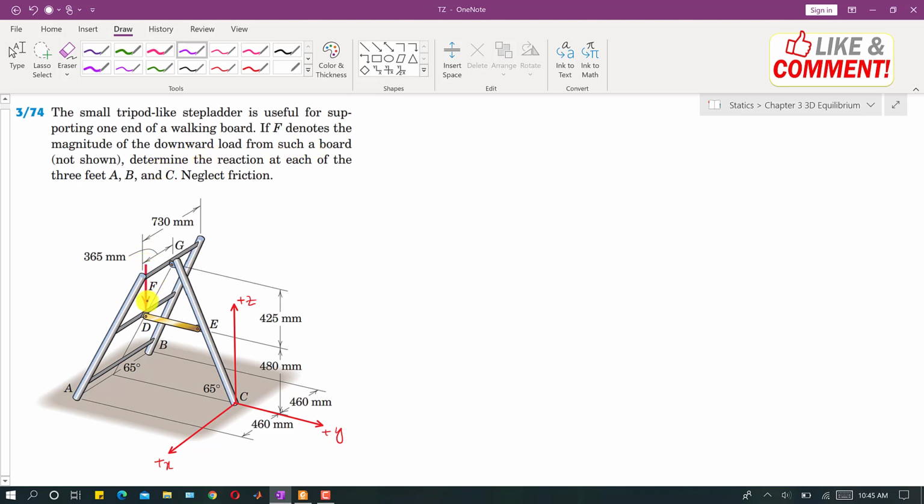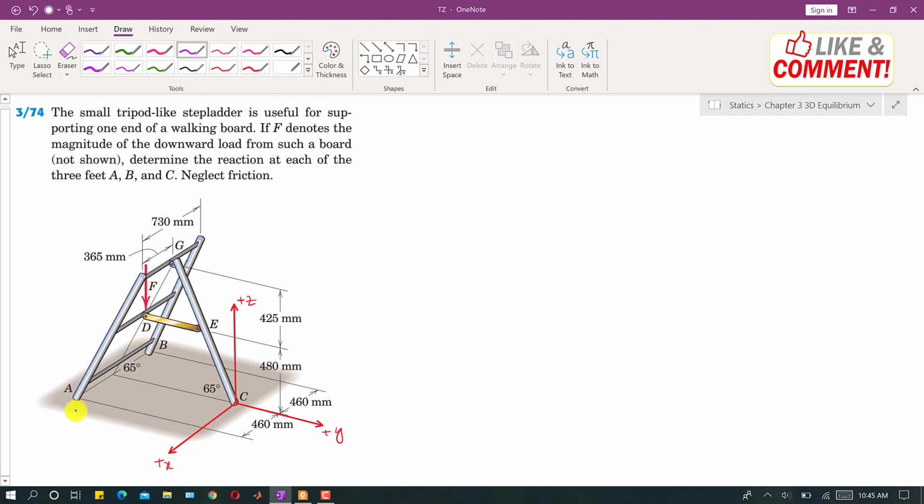And this is the load of the board acting at this point D, and the magnitude of that load is F, right? So in this problem it is said to determine the reaction at each of the 3 feet A, B and C, right? So we have to find the reactions at these 3 feet. And further it is said to neglect friction. So we have to neglect friction, which means that the surface is smooth, right?